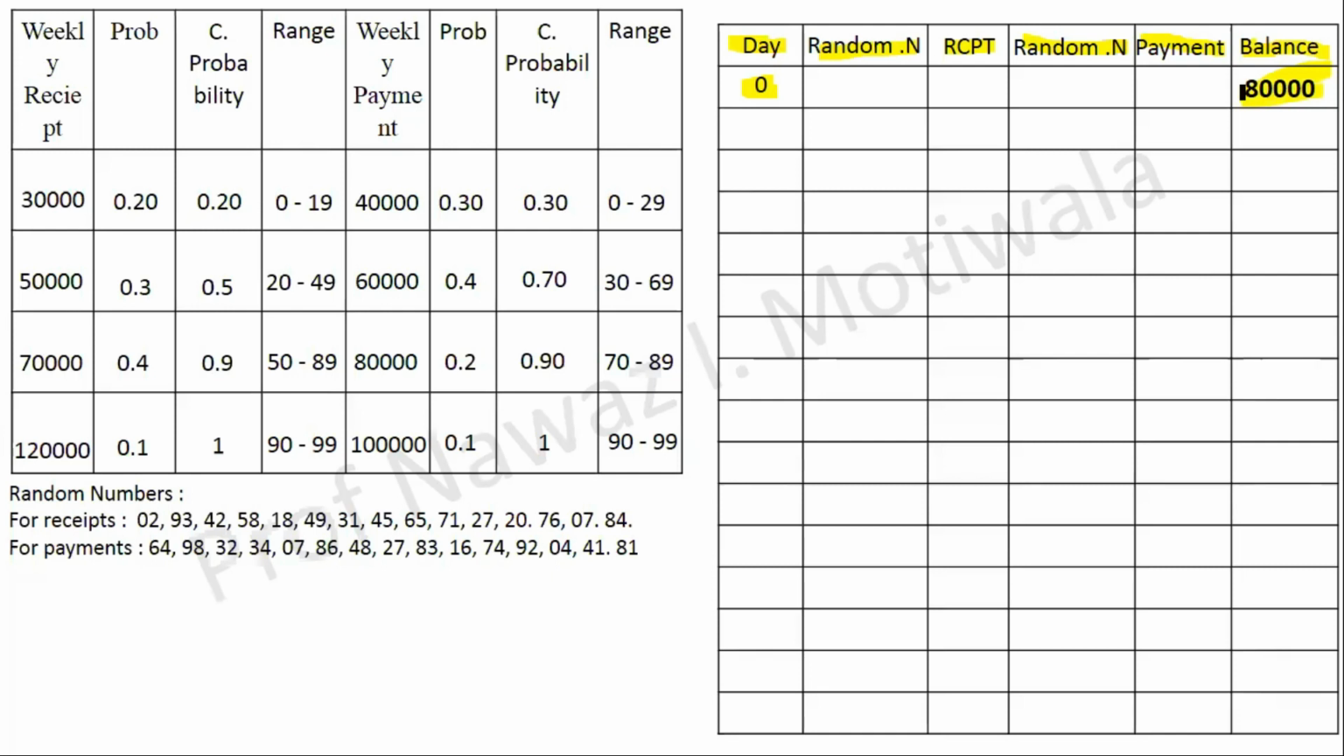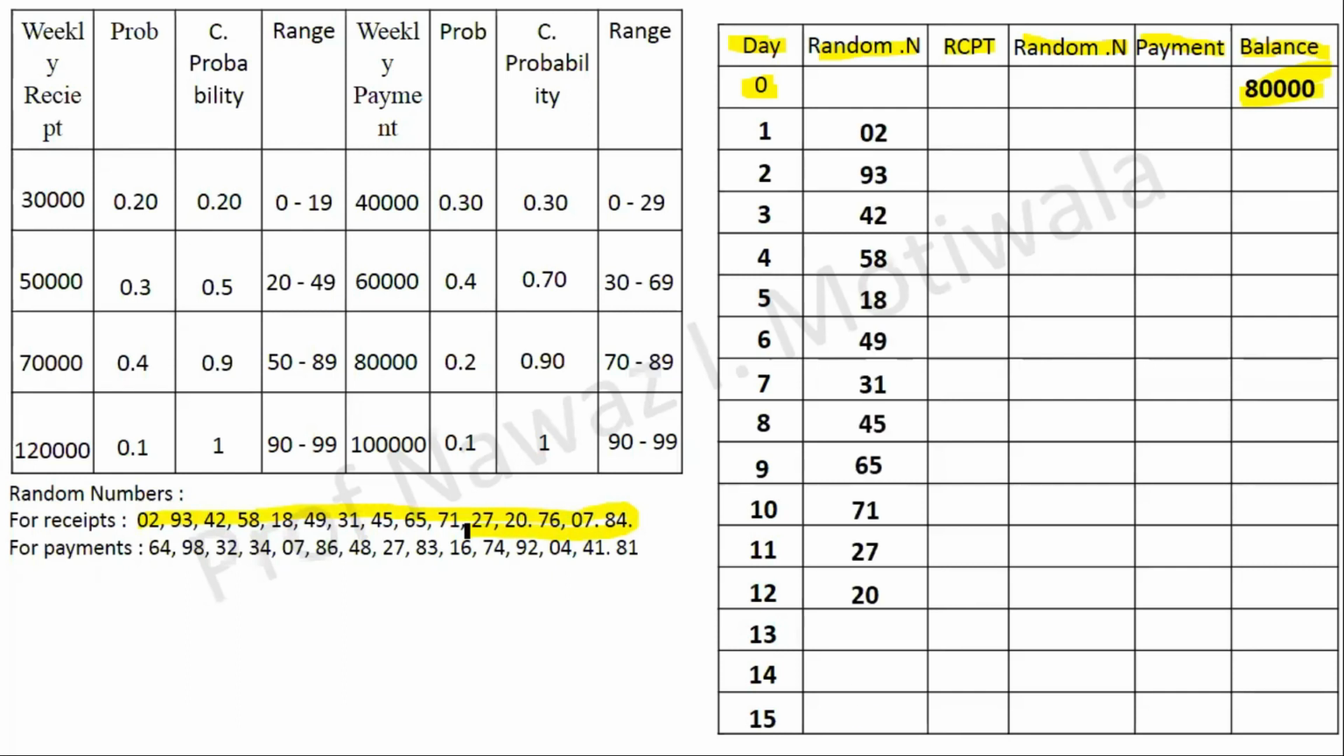And then we will proceed as per our regular process. So it will be 1, 2, 3, 4, 5, 6, 7, 8, 9, 10, 11, 12, 13, 14 and 15 days we need to simulate. For random numbers of receipts, these are the given random numbers. I will write them as they are in the table starting from day 1, as per the given data.